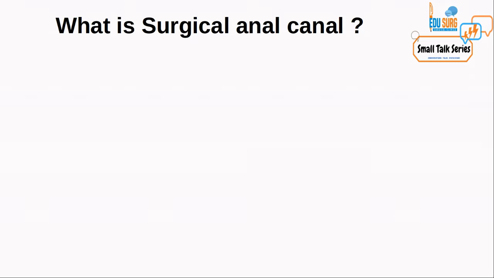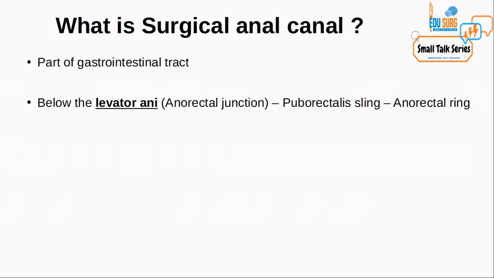So what is surgical anal canal? Now we can define surgical anal canal. It is a part of the gastrointestinal tract, or the part where rectum crosses the levator ani, which is known as the anorectal junction, which is formed by the puborectalis sling, which forms the anorectal ring, and it is up to the anal verge. Now what is anal verge? It is also known as anocutaneous line, and we will see these mucosal coverings soon.